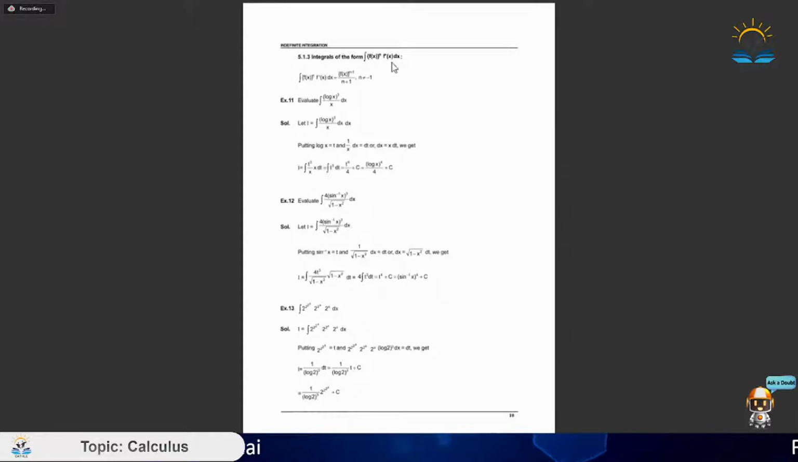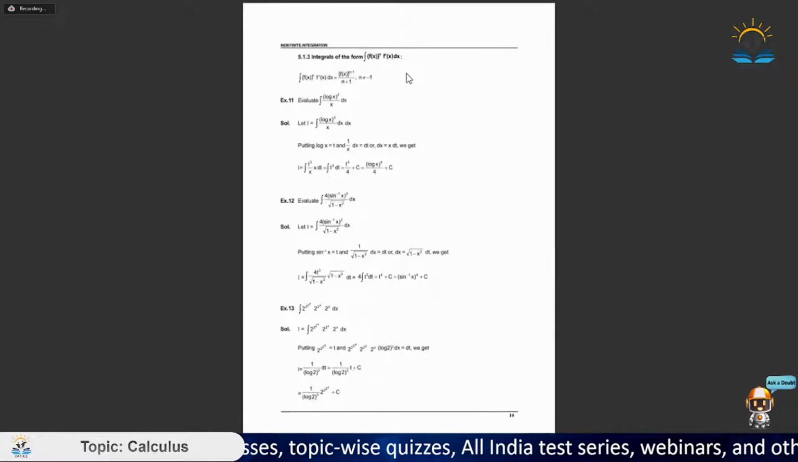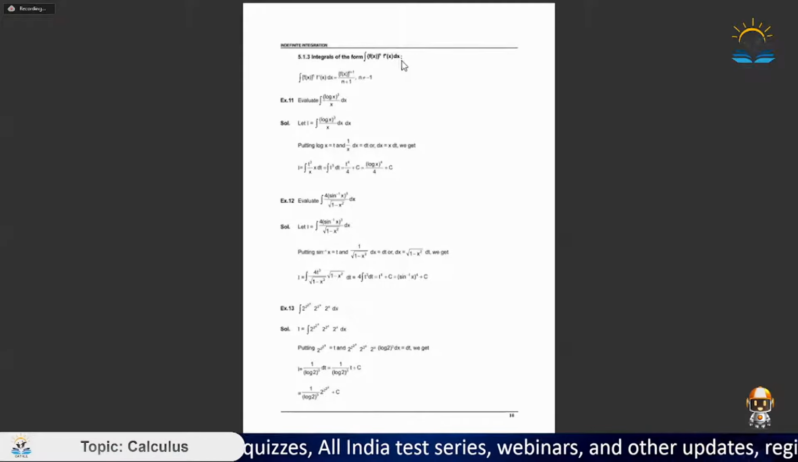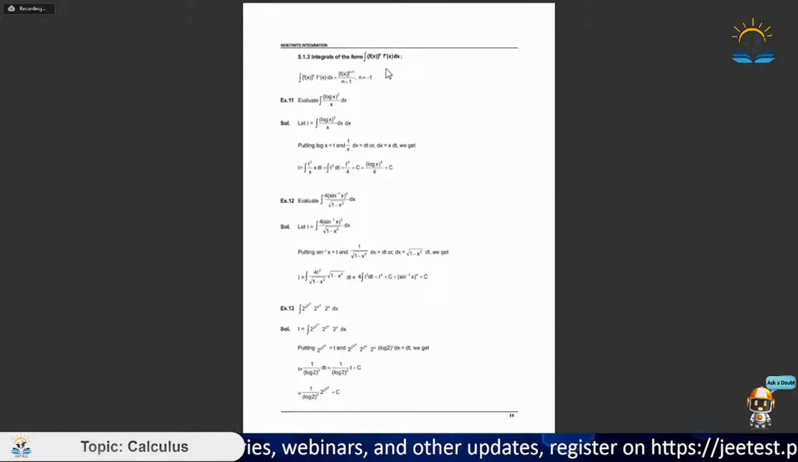So what is happening here? Let us see. Now suppose we substitute f of x with y. When we substitute f of x with y, we get y to the power n, and since y is equal to f of x, dy would be f dash x dx, and we have this f dash x dx term present here. So we will write here dy. So finally we get integration of y to the power n dy.